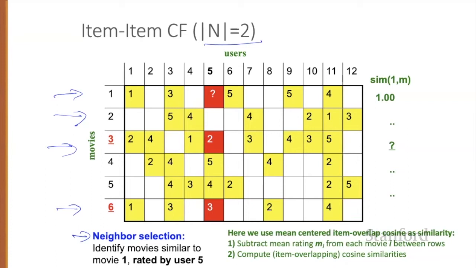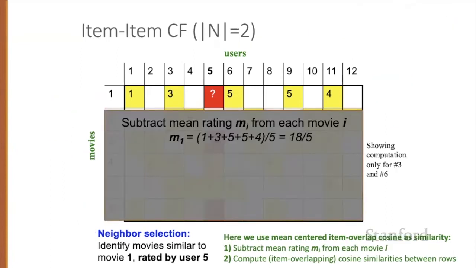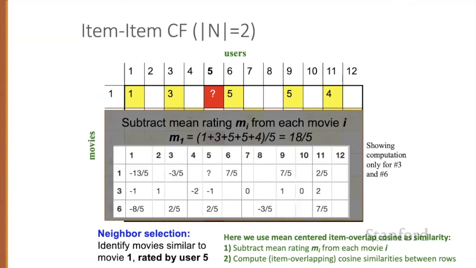First, we need to do mean centering for each movie. So we're going to take the mean of row 1. What's the mean of row 1? It's 1 plus 3 plus 5 plus 5 plus 4 over 5. That's going to be 18/5. There it is, written out neatly. And if we do that for the 3 movies we're talking about, the unseen, unrated movie 1, and the 2 that are going to be the nearest neighbors, movie 3 and movie 6, we computed separate means for movie 3 and a separate mean for movie 6 and subtracted out those means. So now the low ratings, like 1, have become negative.